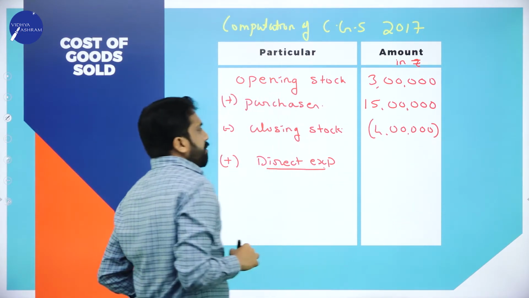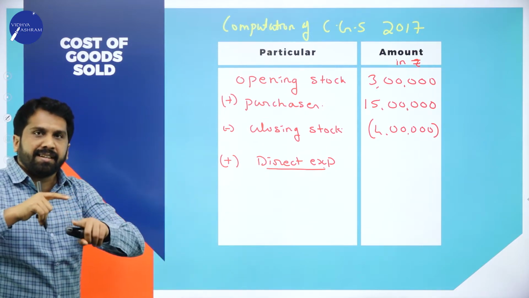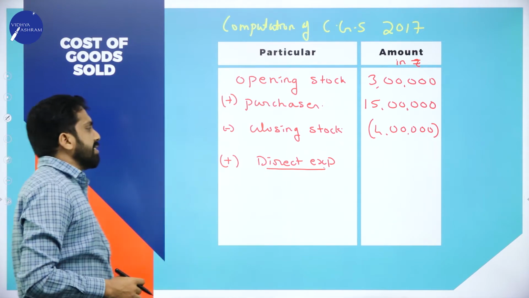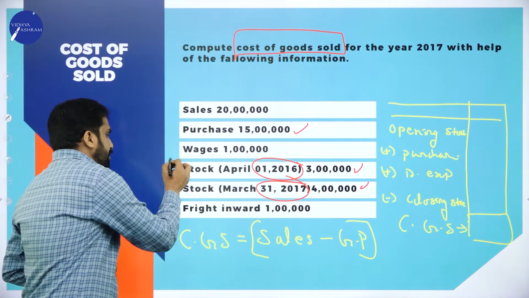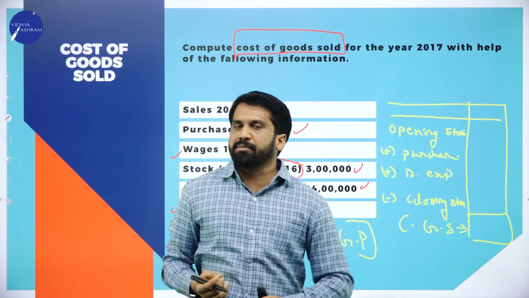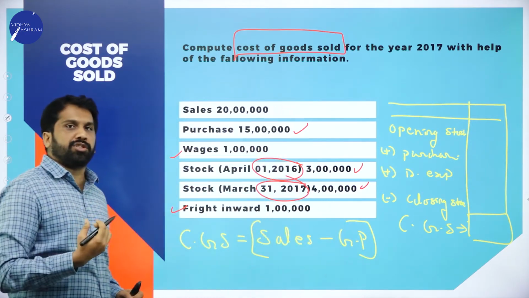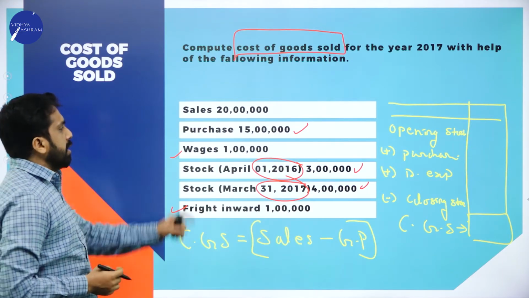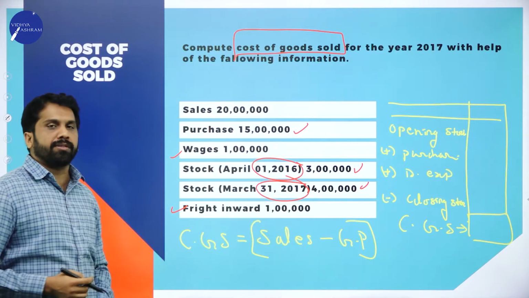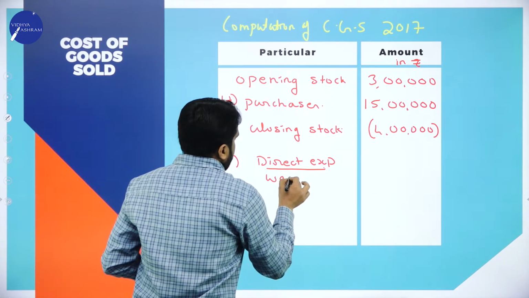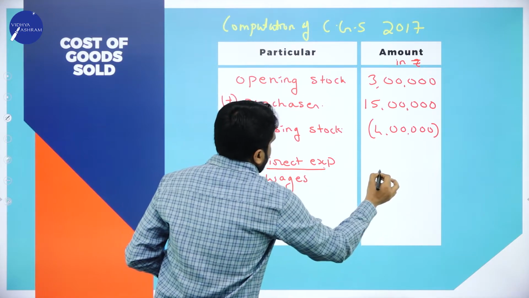This should be in brackets. Why? Because closing stock is always minus. Last one, direct expenses. In this problem, you have wages and you have freight inward. Both are direct expenses. Freight means what? Transportation. And wages means what? Given to workers. Wages 1 lakh, freight also 1 lakh. Under direct expenses, wages 1 lakh.